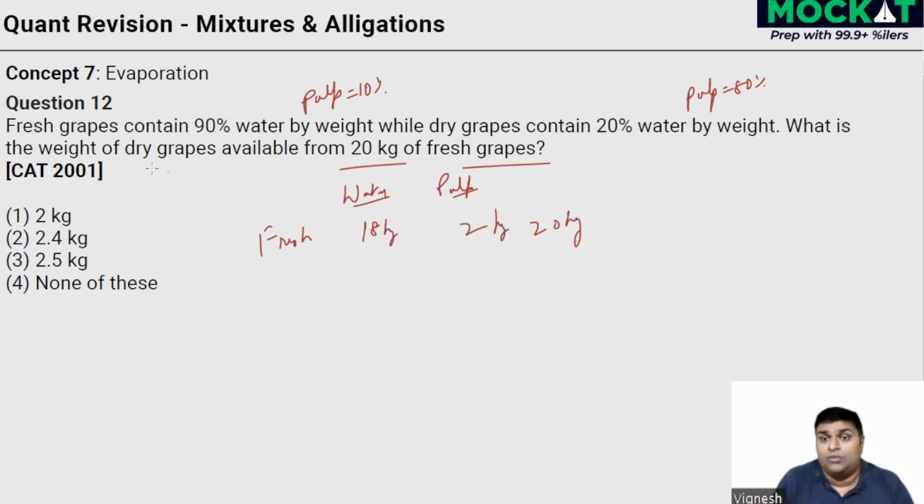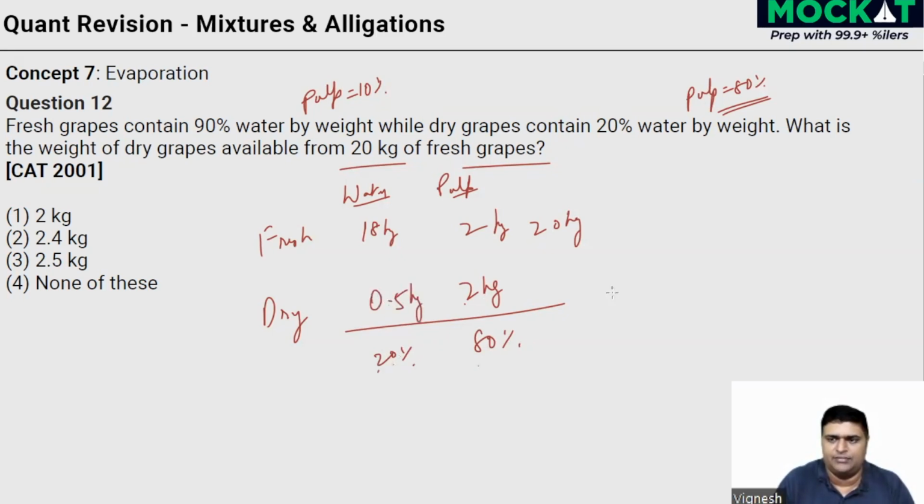Now, what is the weight of dry grapes available? Pulp is going to remain 2 kg over here when it comes to dry grapes. That doesn't change. Water quantity is going to change. But this 2 kg is now going to become 80% of the total. If 80% is 2 kg, 20% of water, 20 is 1/4 of 80, 1/4 of 2 is 0.5 kg. The total therefore is going to be 2.5 kg. I can get 2.5 kg of dry grapes over here from 20 kg of fresh grapes.